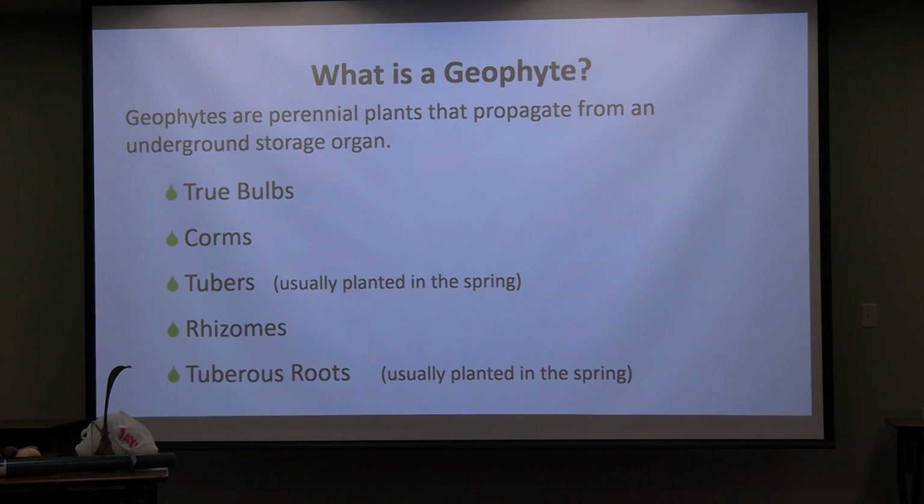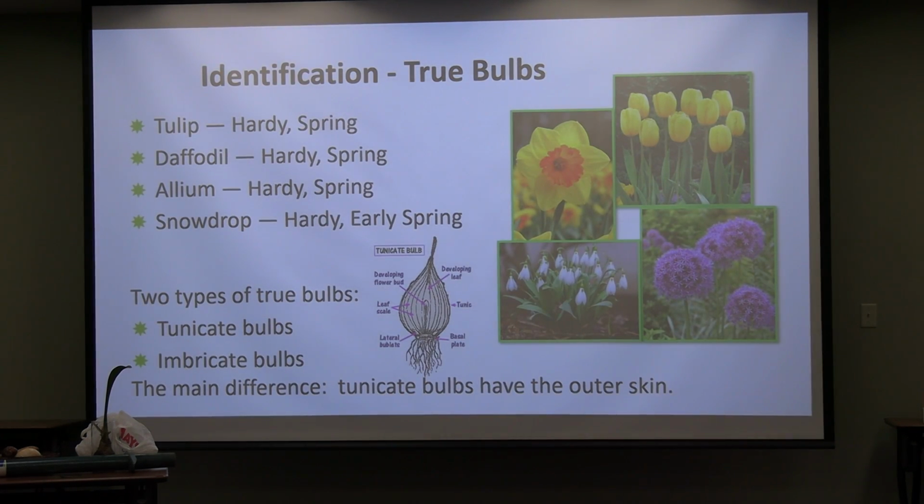How they decide which category a bulb goes in is how the bulb is formed and where it's stored. It's a fleshy storage organ underneath the ground, and how that is formed is how they get into these different categories. Let's go to the first one, and it'll make more sense. True bulbs, like daffodils, tulips, snowdrops, and allium, are ones that are hardy.